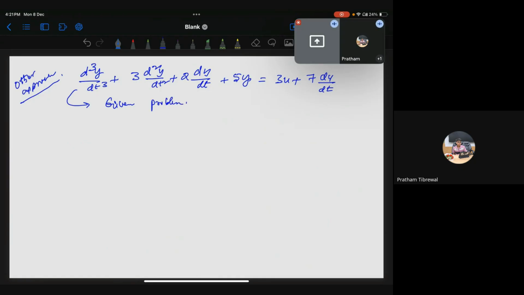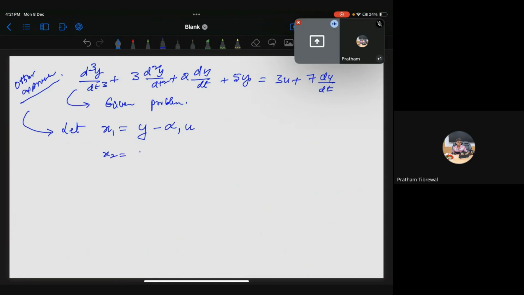This is the given problem. So what we do here is, I'll not solve the entire problem, but I'll give you the idea. You'll be choosing x1 as previously it is y. Now you will choose y minus alpha 1 u.